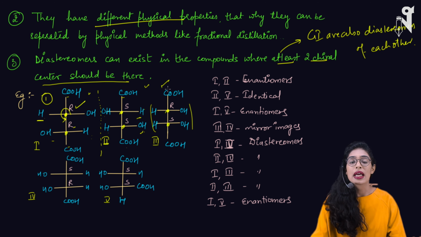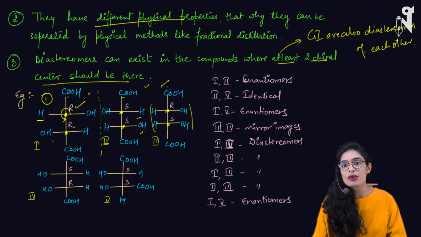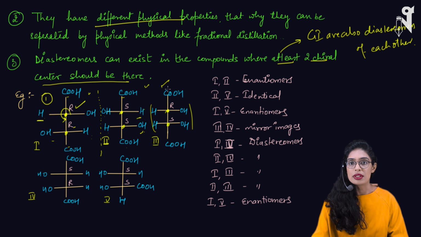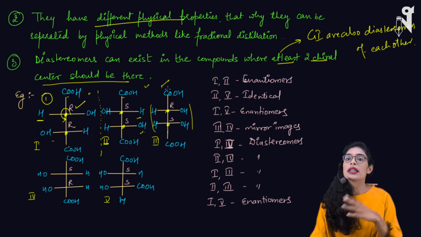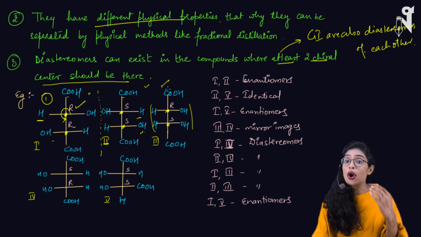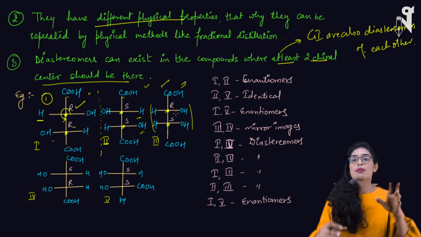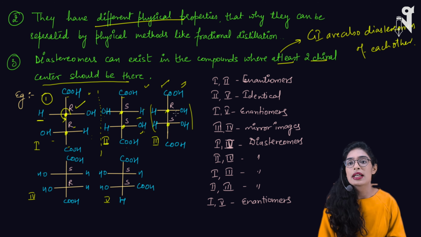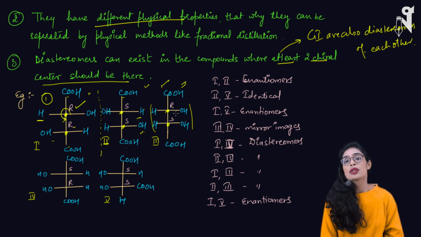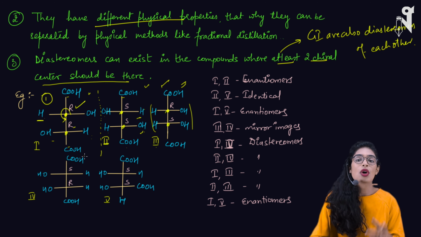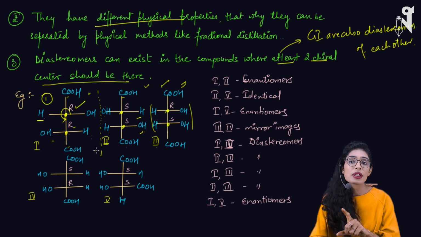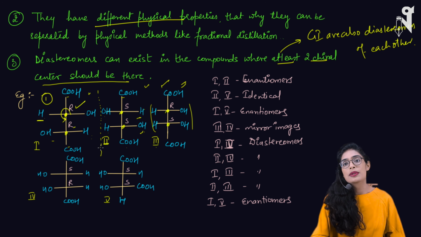Just understand, the first and third are not mirror images of each other, and neither do their configurations match. Similarly, the second and third are neither mirror images of each other, nor do their configurations match. Such a relation between first and third, and second and third, is called diastereomers, because they are non-mirror images, non-superimposable. The third compound is non-superimposable on the first. Similarly, the third is non-superimposable on the second, and they are optically active, and they have different configurations also.